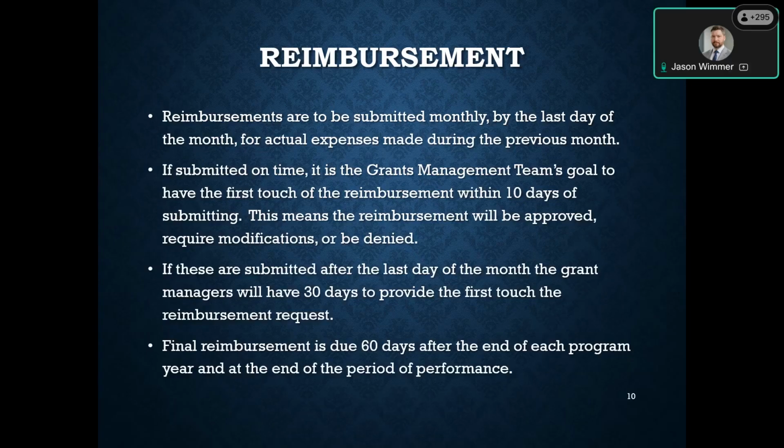If you submit on time in EBS, our grant administrators have a goal to process the reimbursement, meaning to approve, deny, or send back for modification within 10 days. If you are late, the grant administrator has 30 days from the time you submit to process the reimbursement. Keep in mind, final reimbursements are due 60 days after the period of performance is complete. You may submit these early if you'd like, and we do ask if you are able to go ahead and submit them early. Any reimbursements in status of in process by a recipient are not considered submitted and may be rejected if not properly received by the end of the 60-day submission window.